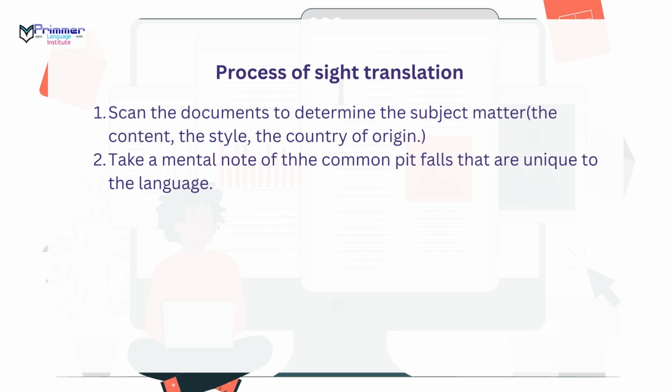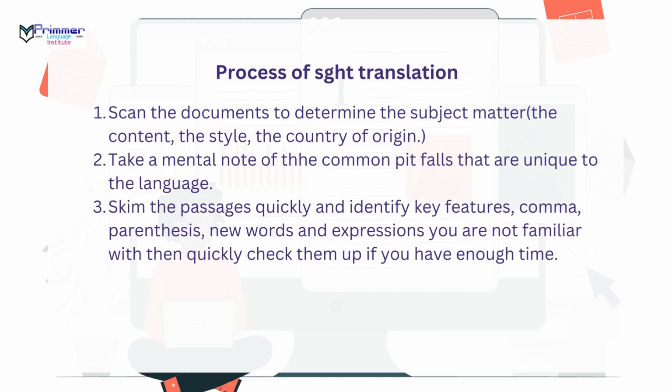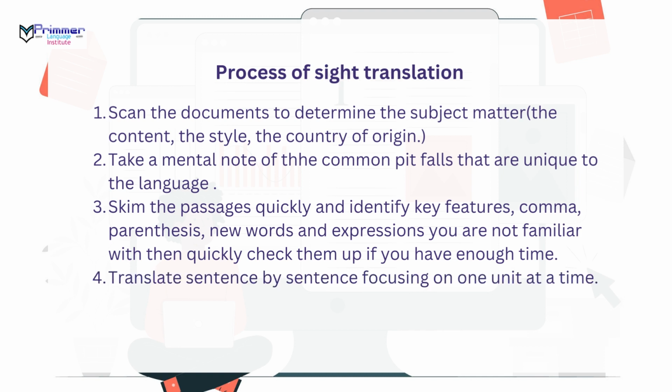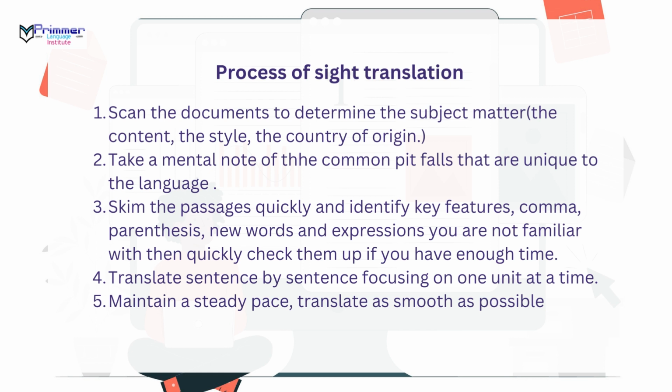Second, take a mental note of the common pitfalls that are unique to this language A. Third, skim the passages quickly and identify key features, commas, parentheses, new words and expressions that you are not very familiar with. Then quickly check them up if you have enough time. The fourth one, you translate sentence by sentence, focusing on one unit of meaning at a time. Then the fifth one, maintain a steady pace, translating as smooth as possible.